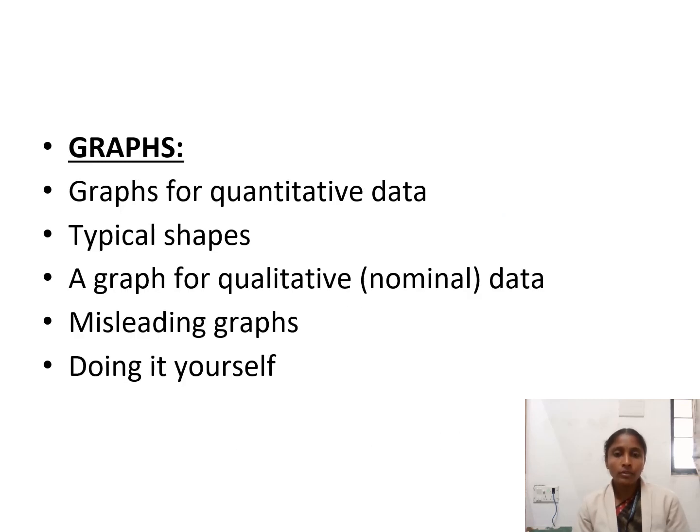In graphs, these are the topics we will discuss later: graphs for quantitative data, typical shapes, graphs for qualitative, that is nominal data, and misleading graphs, and doing it yourself. These are the topics we will see in future about describing data with graphs.